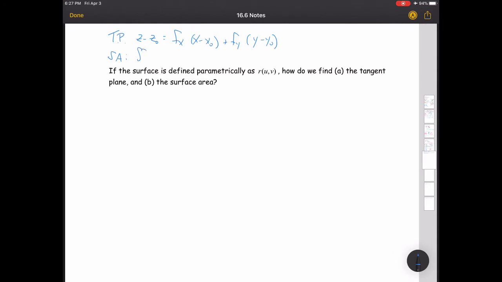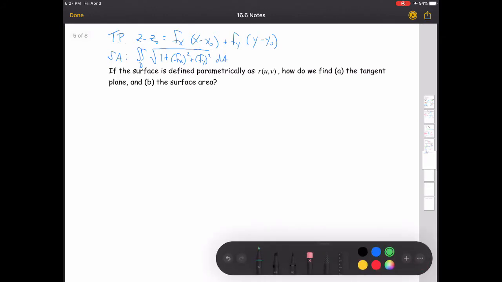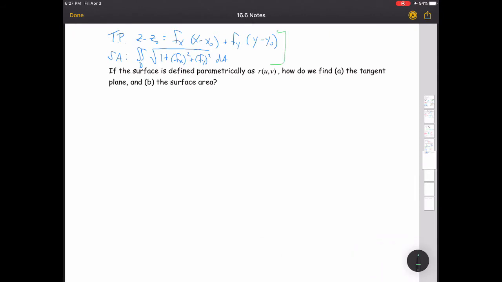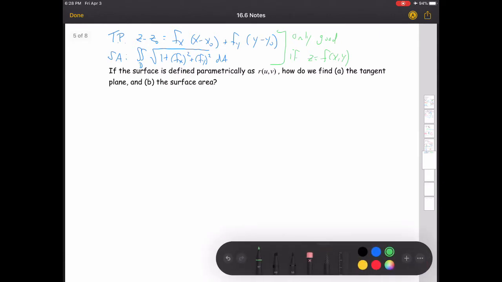it was defined to be the double integral over D of the square root of 1 plus the partial of x squared plus the partial of y squared dA. And both of those were perfectly fine if z was a function of x and y. So this is only good if z is some kind of a function of x and y. But again, the question is, what if now our surface is parameterized? How can we still find these things? So that's what we're going to talk about here.